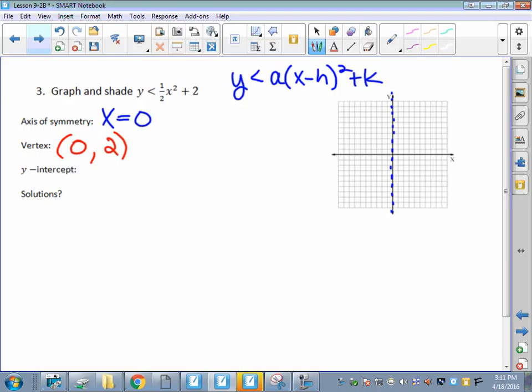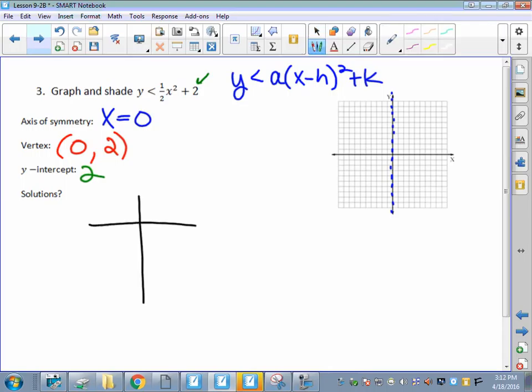I know because my 1/2 is positive that it's going to open up, and I also know it's a small number, so it's going to be a wider graph. So I've got that information from vertex form. Y-intercept is also going to be 2, because this really is my c value. If I have parentheses around that x minus h, then I can't just see my y-intercept so easily.